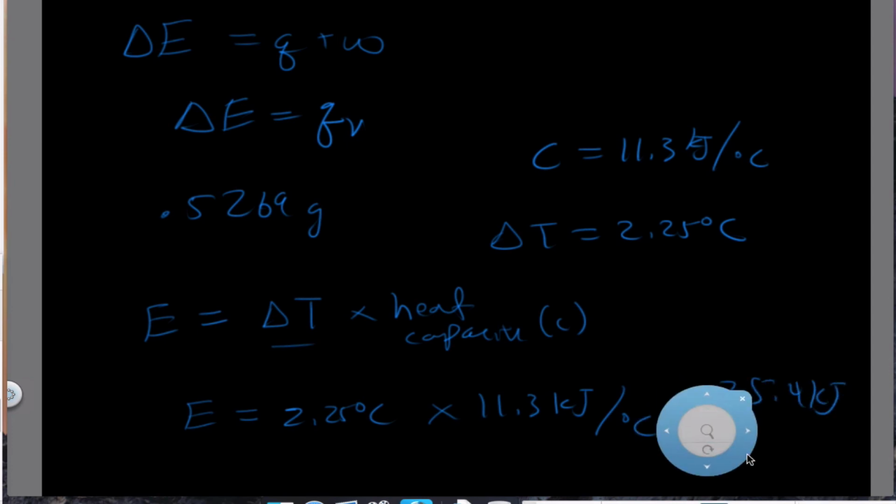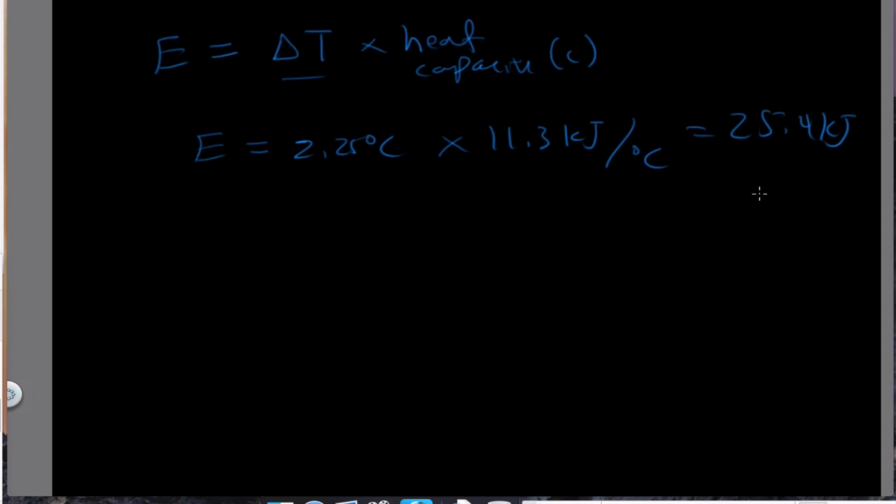So the key word that you're going to look for in the problem is either constant pressure or constant volume, and that's how you're going to go about it. So this basically means that 25.4 kilojoules of energy was released, right? Because it's a positive sign in terms of energy. So it's the energy that's released by the combustion of 0.529 grams of octane.